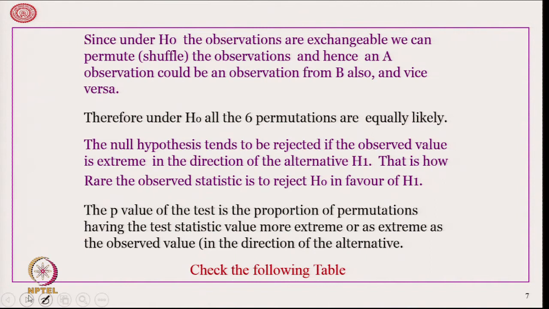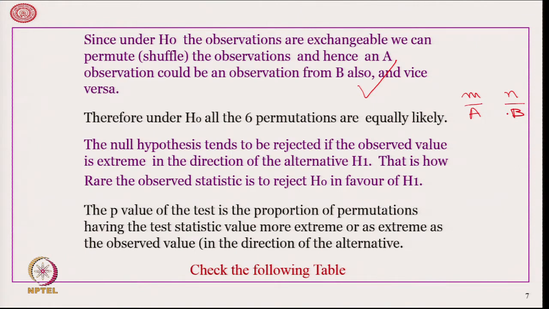Since under H naught the observations are exchangeable, we can permute or shuffle the observations, and hence an A observation could be an observation from B also and vice versa. So, this is what I was talking about, that this is what is called exchangeability. An element of A could have come from B as well as an element of B could have come from A. However, we have to remember that M and N are the numbers corresponding to population A and population B respectively. So, only thing is that that has to be maintained.